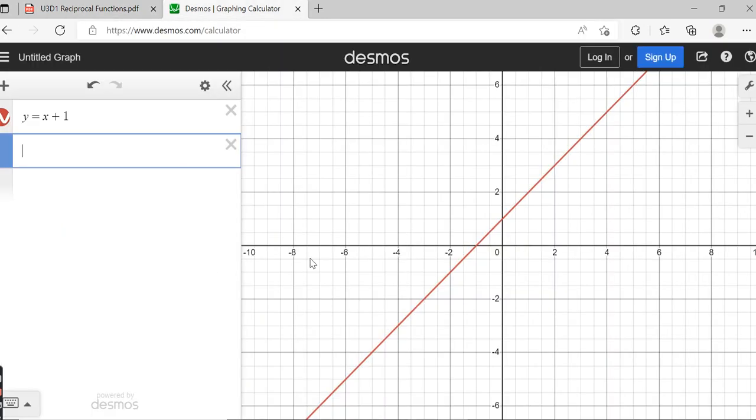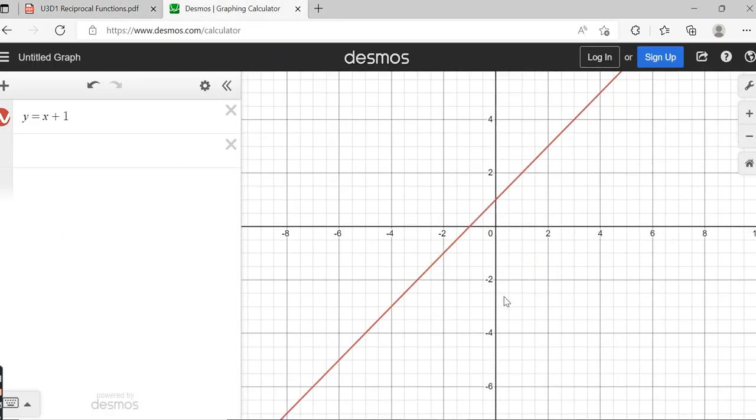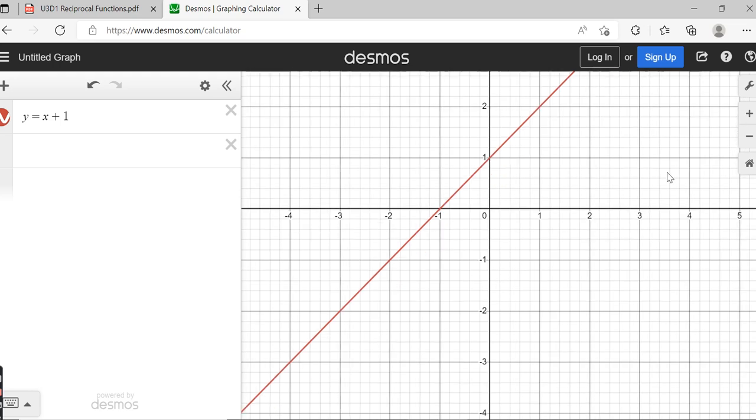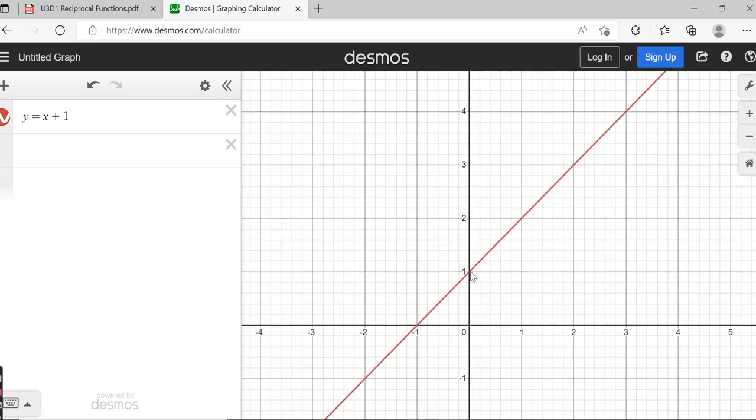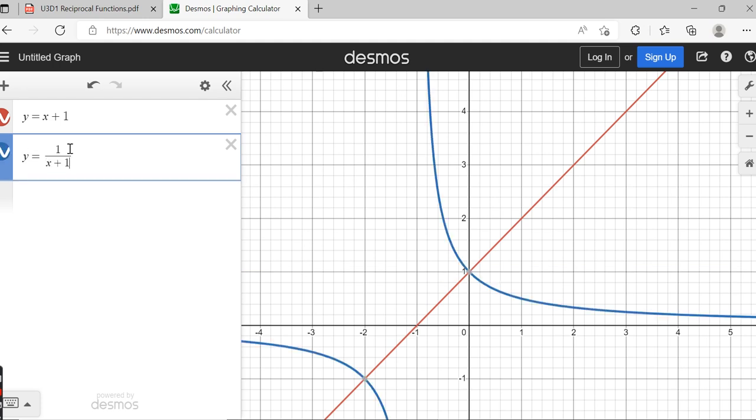Let's look over to Desmos. First off, here's a linear function. It's a line. Y equals x plus 1. Y equals mx plus b, right? So a reciprocal function is simply this. I'm going to take this and put it into a fraction. So it's going to be 1 over x plus 1. A reciprocal function is essentially putting this into a fraction.